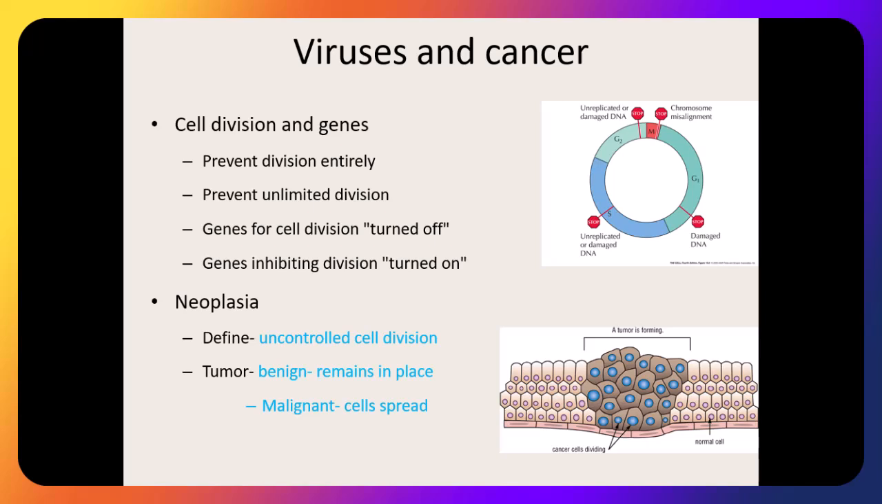Now, how do viruses cause cancer? I'm going to draw some stuff up here shortly. Now, a couple notes about what is cancer and what causes cancer. So cancer ultimately is uncontrolled cell growth. Cells just keep growing and nothing ever tells them to stop.